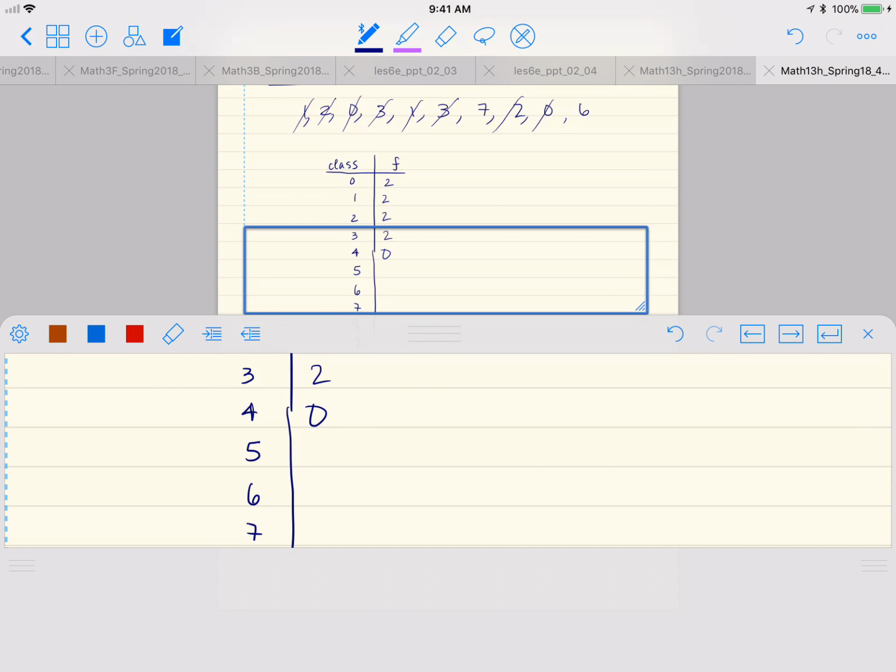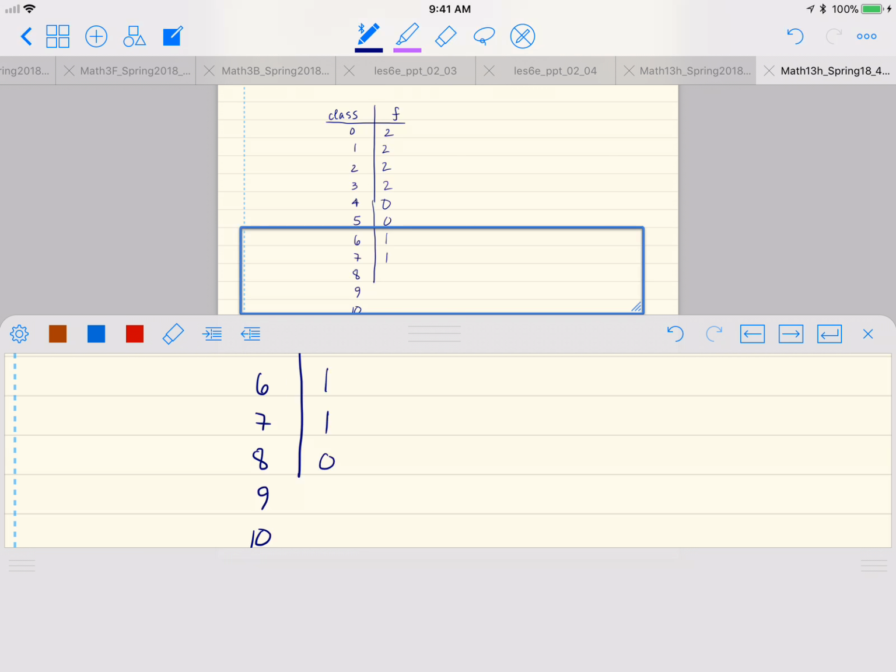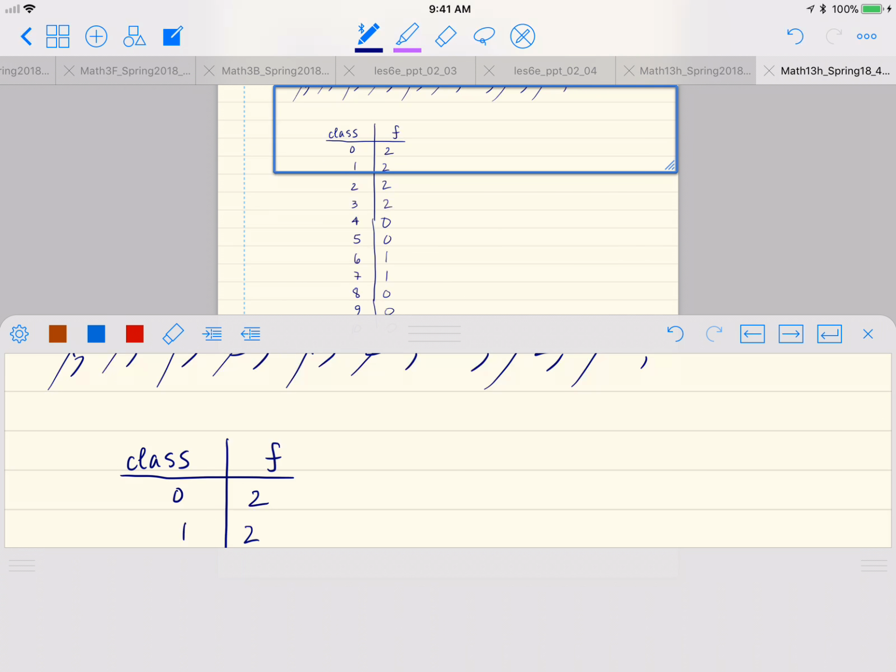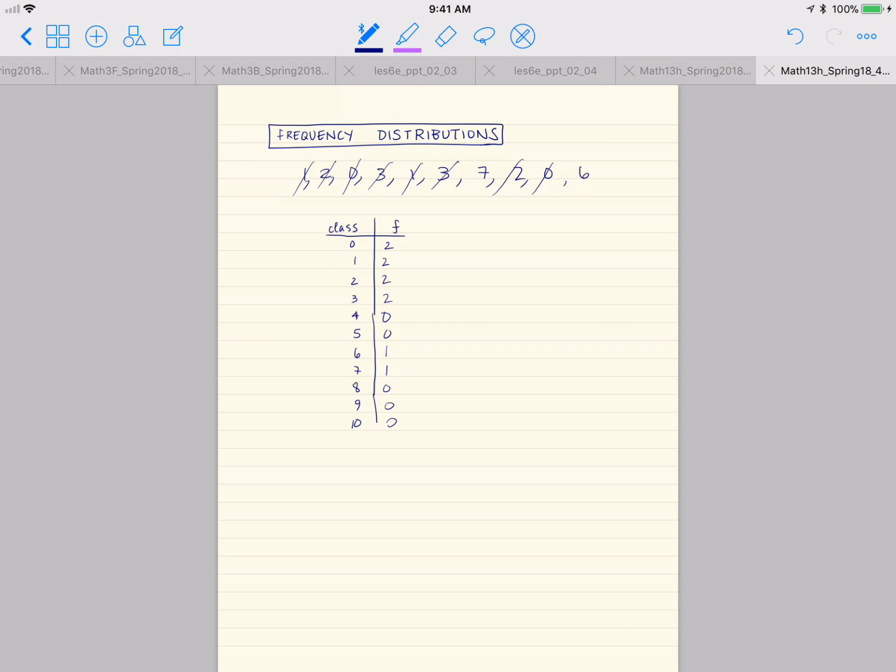0. How many fives? 0. How many sixes? 1. How many sevens? 1. Eights? 0, 0, 0, and 0. And now we could draw the graph of this frequency distribution. So that's one thing we could do.